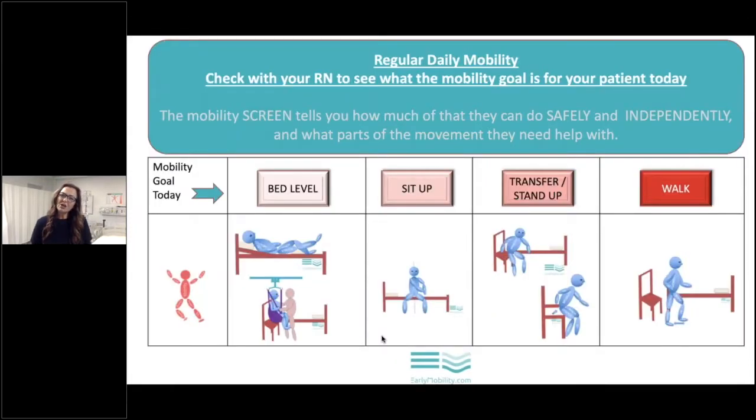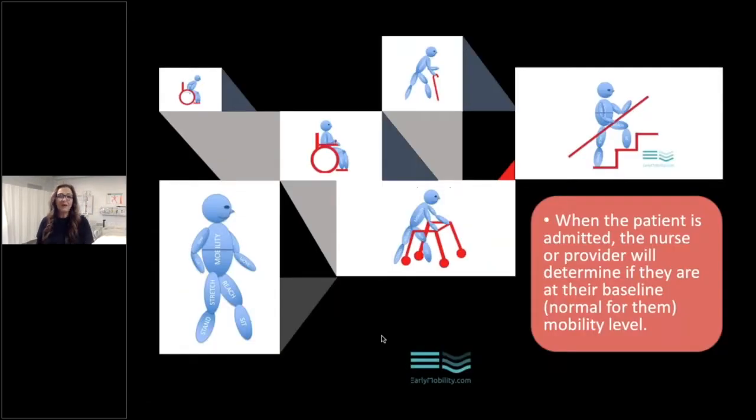So now let's talk about regular daily mobility. When the patient is admitted, the nurse or the provider will determine if they are at their baseline. This is what is normal for them. How do they move at home? And then while they are in the hospital, our job is then to restore any lost movements or maintain their level so that they don't get weaker and lose independence while they are with us in the hospital.